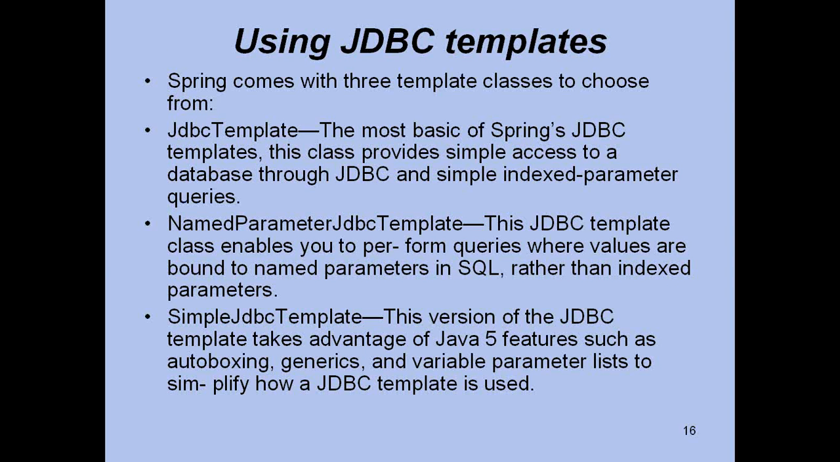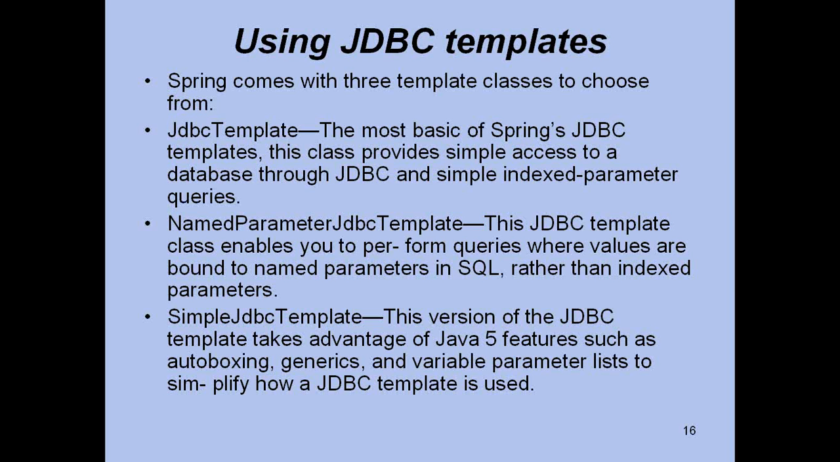Now let's see how to do the same set of steps using JDBC template. Spring comes with 3 template classes to choose from. We will discuss Spring DAO support classes a little later, once we complete how to use JDBC templates, which is the core of Spring JDBC. So Spring comes with 3 template classes. One is JDBC template, the other one is named parameter JDBC template, and the third one is simple JDBC template.